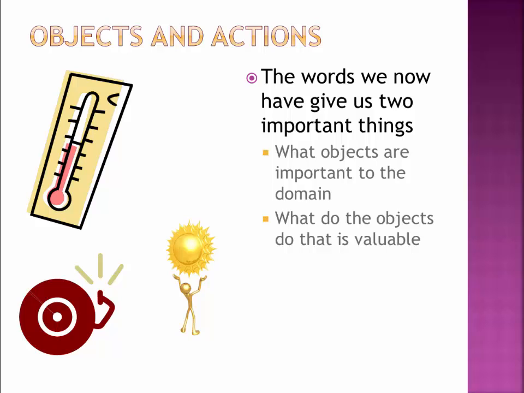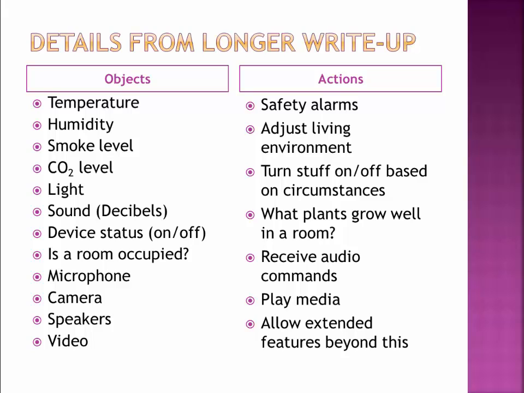There's some random description. So from that longer write-up, and again, at any point you can pause and look over this list in more detail, there are all these objects out there. So we have a temperature that we want to keep track of, humidity, smoke level, CO2. And then we have different actions we can pull up. So safety alarms. If something goes off, or maybe it texts me or whatnot. We can adjust the living environment. We can turn stuff on and off.